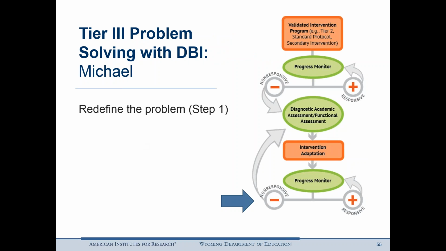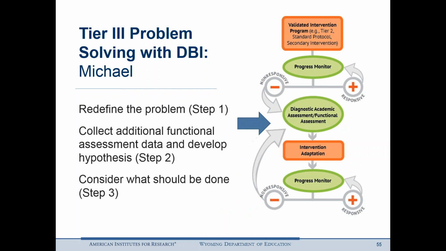The team decides that Michael is not responding to the quantitative adaptation to the intervention. As a result, the team begins problem solving and returns to the collection of functional assessment data in the database individualization process. After 1 or 2 more attempts to modify Michael's Tier II intervention, the team considers more intensive quantitative changes. This includes modifying the progress monitoring approach, as well as continued progress monitoring using a new tool.